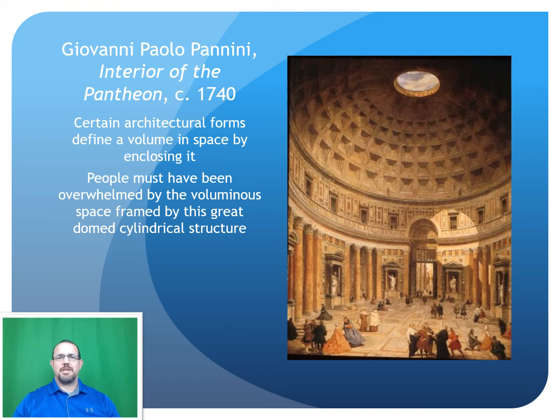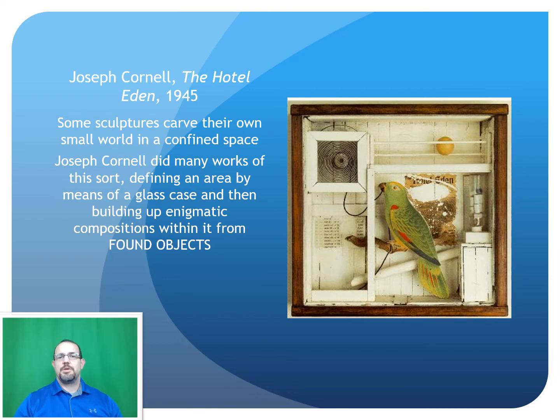In Giovanni's interior of the Pantheon, we see that certain architectural forms define a volume in space by enclosing it. When you view this work called The Hotel by Joseph Cornell, you see that some sculptures actually carve their own small world in a confined space. So he did many works of this sort, and he just built up the compositions using found objects.